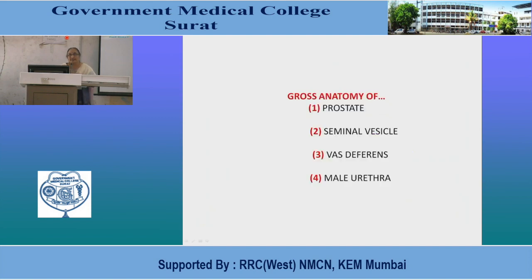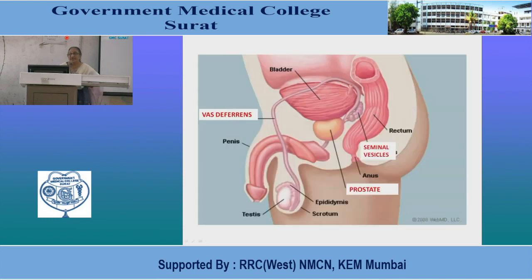Today I will start with the gross anatomy of the prostate, seminal vesicle, vas deferens and male urethra. Now here is a figure showing the structure. You can visualize it in the given diagram.